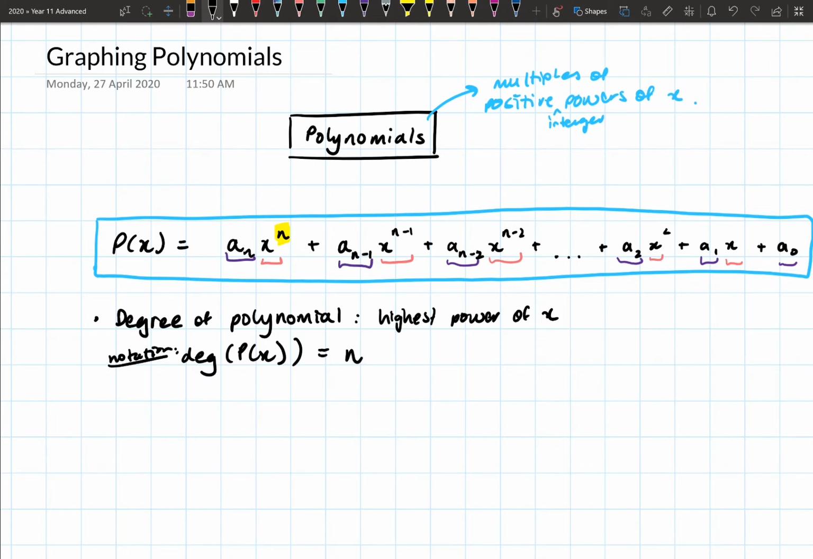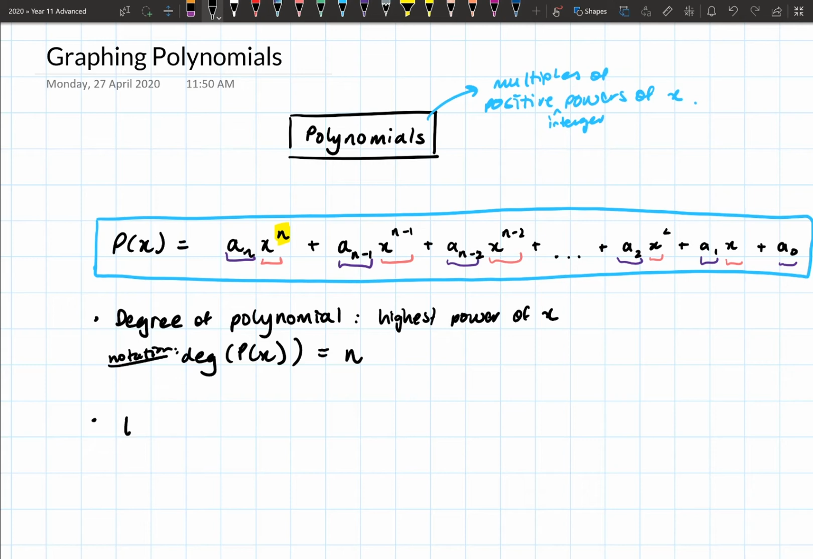Another thing to notice is that when we write polynomials, we often write them in order of the power. You start with the highest power and work your way down. We have n, then n minus 1, then n minus 2, and so on until we get to a term that doesn't have a power of x. So the degree is just the highest power of x.